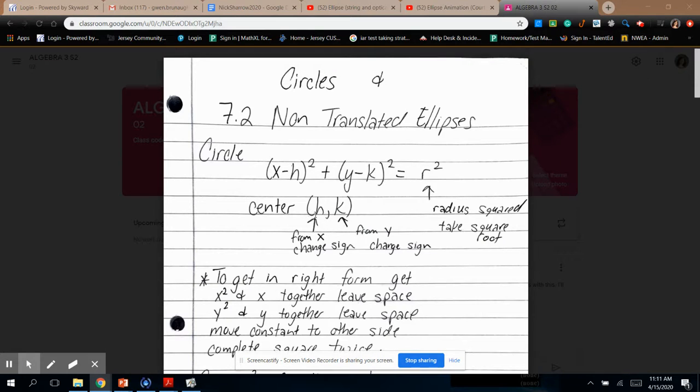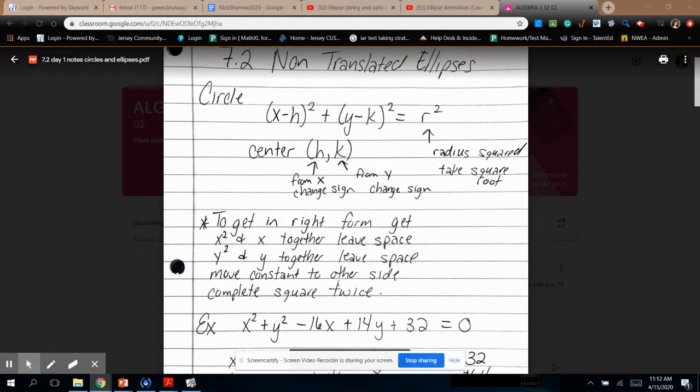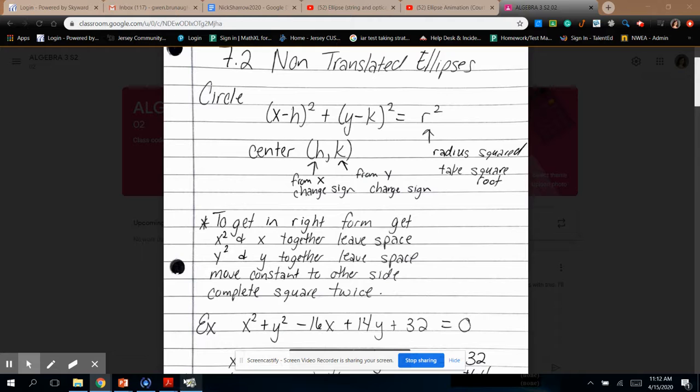The center of a circle still comes from the x parenthesis and y parenthesis, just like it does in parabolas. This will always be the case. And if you remember, over here is the radius squared. This is how you will write it in the correct form. Okay, so those little notes will tell you to write it in the correct form.